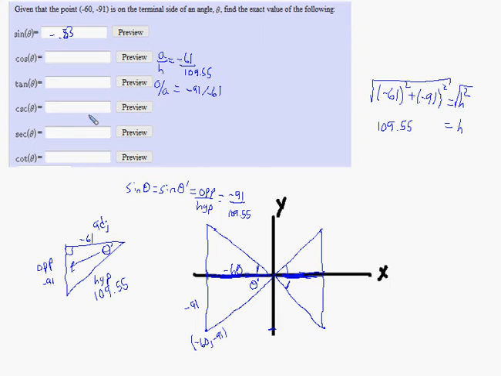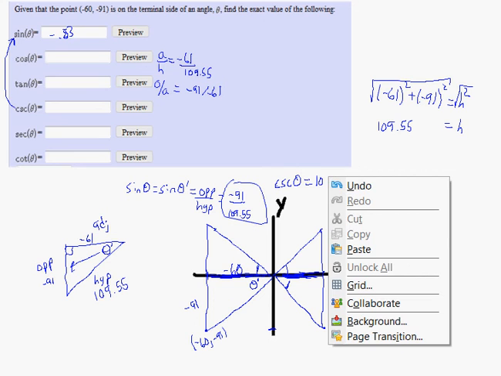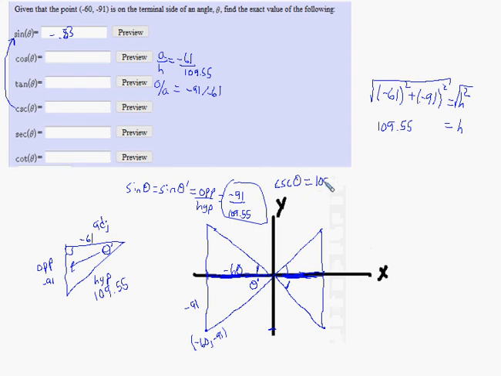One thing that you may have learned is that the cosecant function is the reciprocal of the sine function. So if you just took this fraction and reciprocated it, you'd get the cosecant. So the cosecant of theta would be the reciprocal of this, which is 109.55 over negative 91, and you could go to your calculator, type that in, and get as many decimal places as MathAS wants.